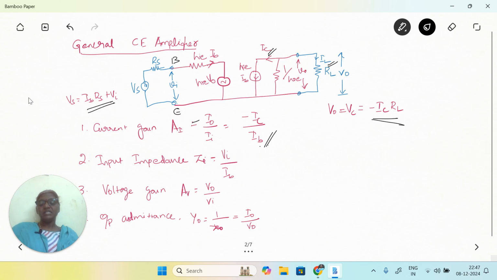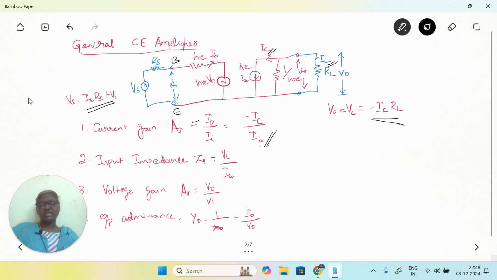And the input impedance is the input voltage by the input current. The input voltage is referred to here as Vi. It's not equal to Vs. We have taken the voltage across the base to emitter terminal. So this is Vi divided by the base current Ib. And the voltage gain Av is equal to Vo by Vi, output voltage by input voltage. The output voltage is the collector voltage and the input voltage is the voltage supplied at the base terminal.